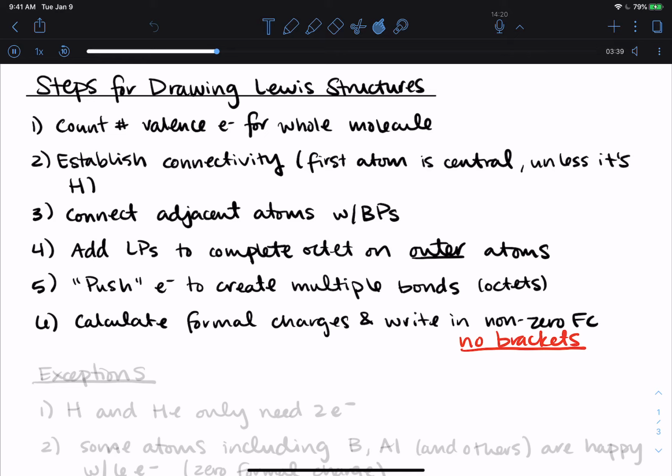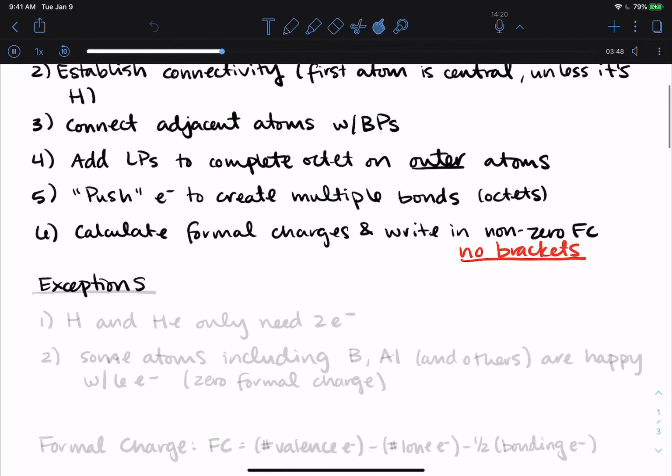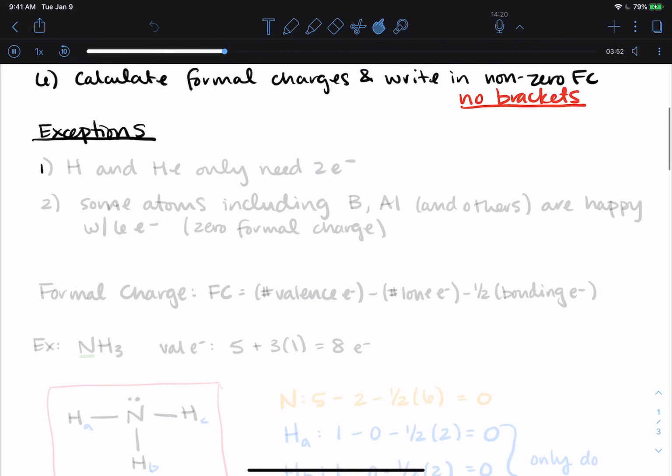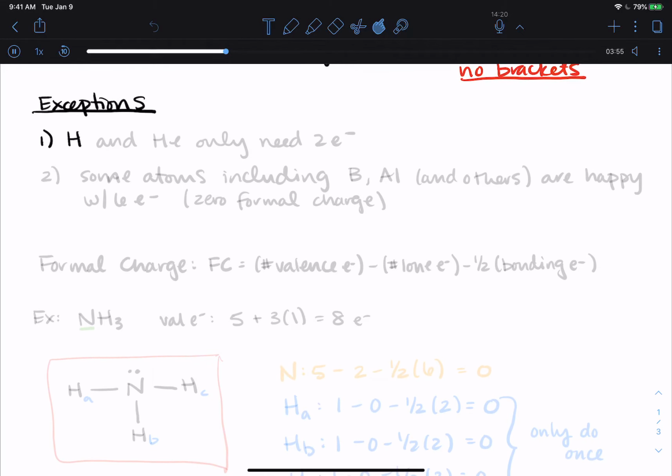So we have seen with hydrogen that it is an exception to the octet rule. There is one general other case, but I want to make sure that you have both of those listed here. So exceptions to the octet rule: hydrogen and helium only need 2 electrons. The second, we'll call this set of exceptions, are for some electron deficient atoms.